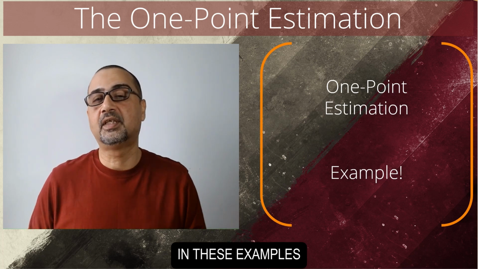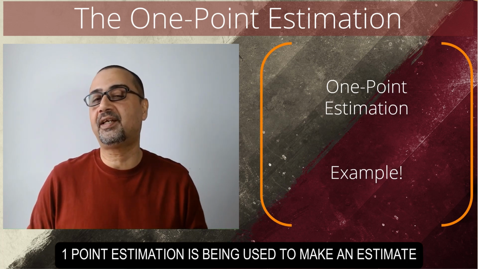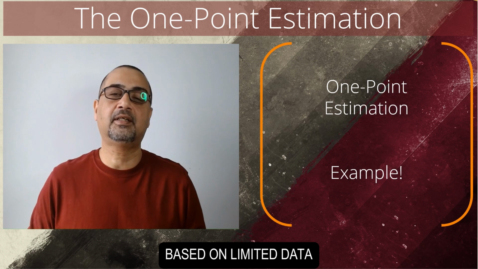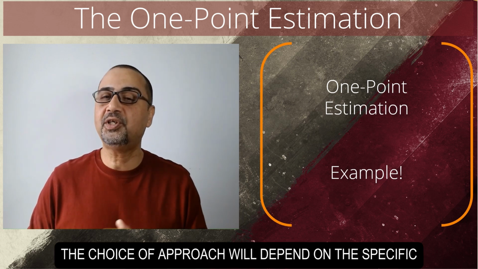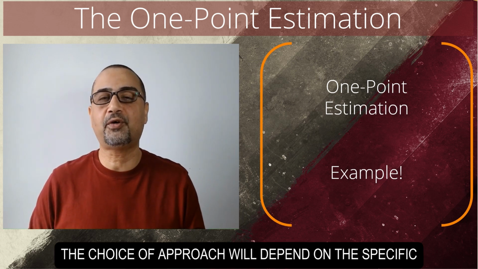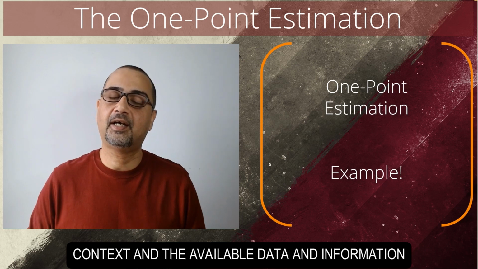In these examples, one-point estimation is being used to make an estimate based on limited data or information. The choice of approach will depend on the specific context and the available data and information.